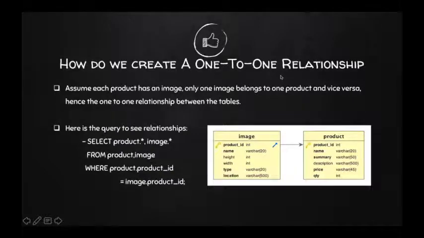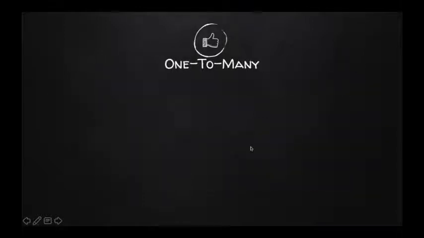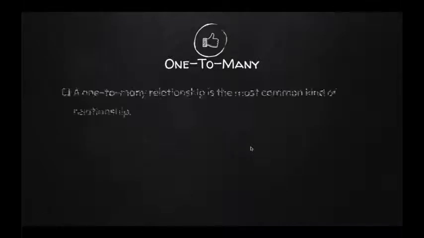If we want to query that information, we run the query select product.star, which grabs all columns, comma image.star, which grabs all the image columns, from product, comma image for our tables, where product.product_ID equals image.image_ID. So that ties the product ID from both tables to get one record if the record exists.